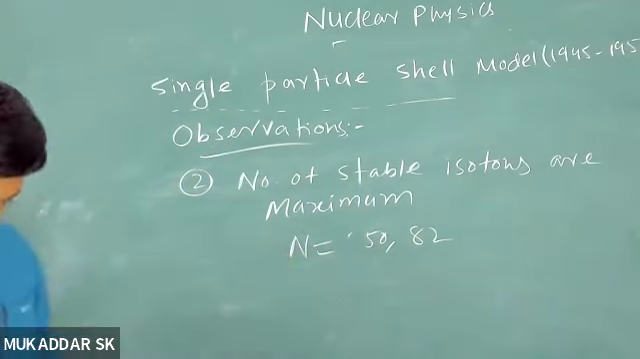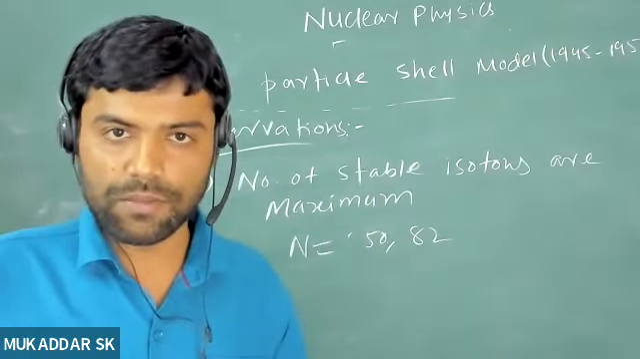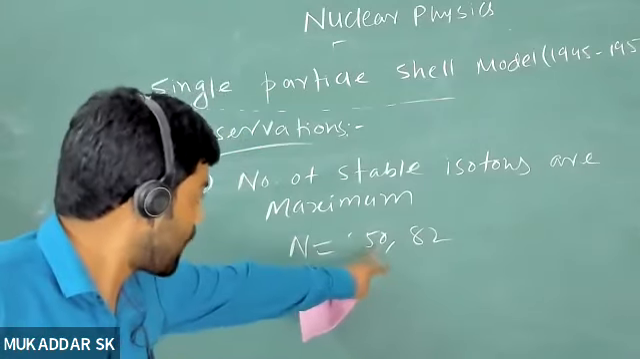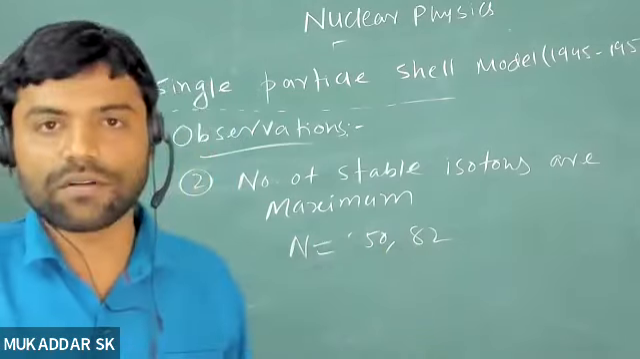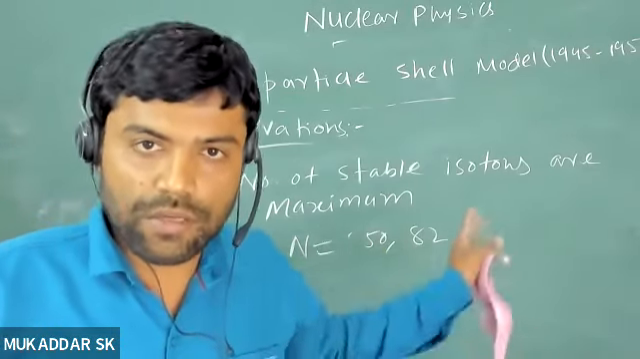Why? Because these numbers correspond to magic numbers, right? They are actually the most stable. If any nucleus contains a neutron number like 50 or 82, they belong to magic numbers, so they will be most stable. So this was the observation.